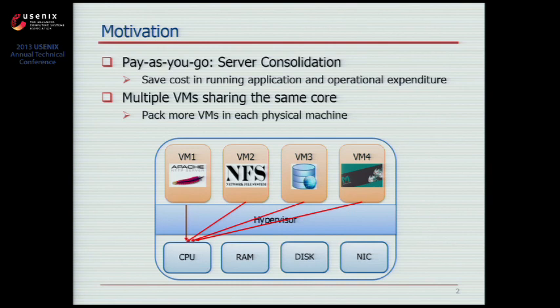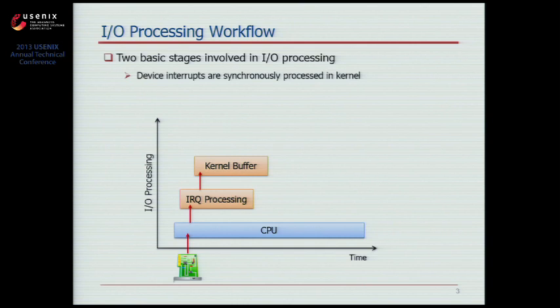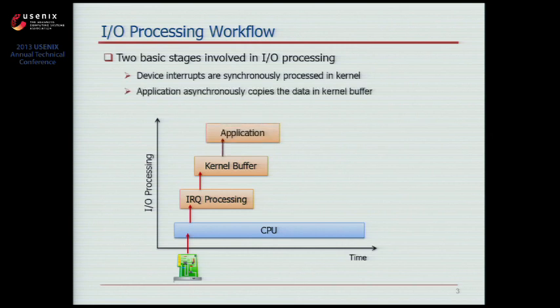We observed that the I/O processing delay caused by the CPU sharing can negatively impact the I/O performance of both the network and disk I/O. To explain this more closely, let's look at the I/O processing in some modern OS. When the I/O interrupt reaches the CPU, typically there are two basic stages involved in the I/O processing. First, the device interrupts will be synchronously processed by the IRQ context in the kernel. All data is buffered in the kernel buffers. Then, the applications may eventually copy all data from the kernel buffer to its user-level buffer in an asynchronous fashion.